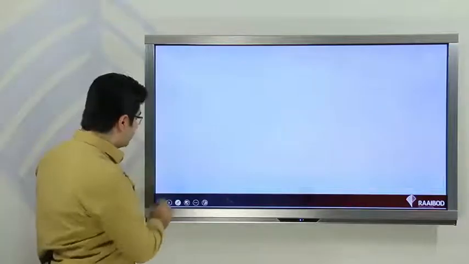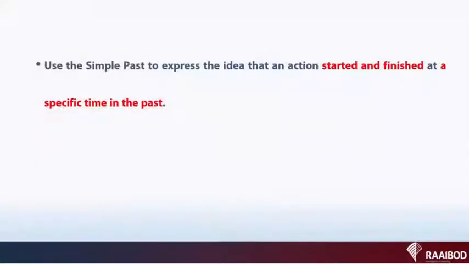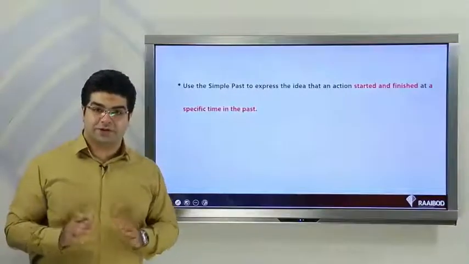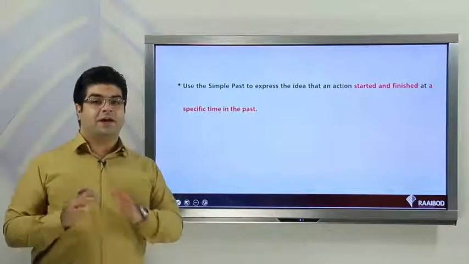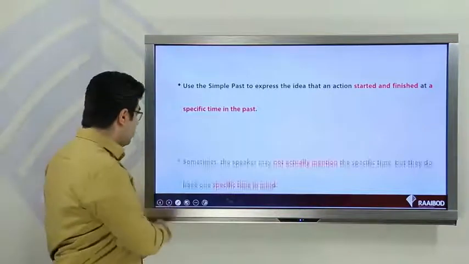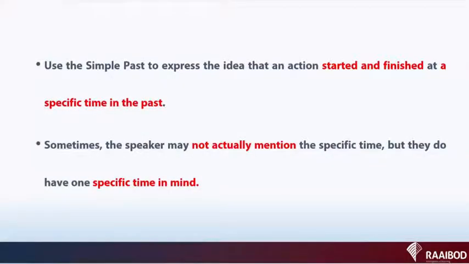Look here, there are more tips to cover. Use the simple past to express the idea that an action started and finished at a specific time in the past. You know the specific time. You know something happened and something finished. Okay? More tips. Sometimes you don't need to mention exactly the time phrase, the time reference. But whatever you do, you need to have something in your mind about that specific time. But you don't need to say it always.